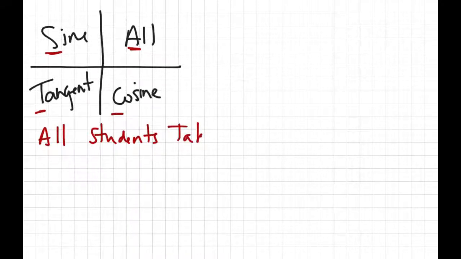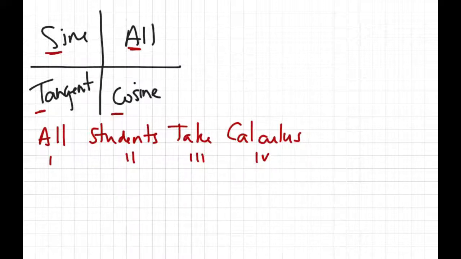There's a cute little mnemonic for remembering which quadrants have your positive functions. It's "All Students Take Calculus." As long as you start in quadrant 1 and then go 1, 2, 3, and 4, you'll be fine.